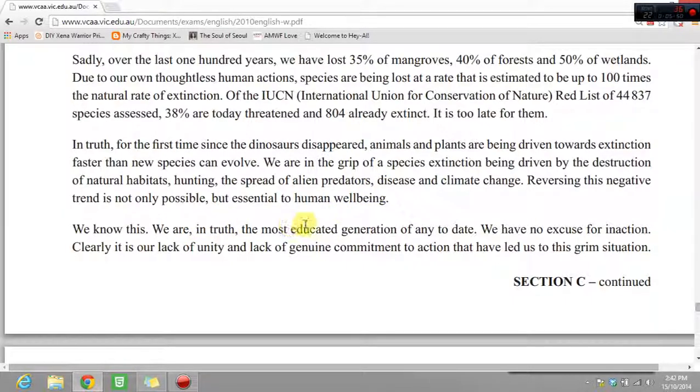Down here, there's actually a little bit of flattery. "We are, in truth, the most educated generation of any to date." Now, flattery normally makes people feel good, but when he follows it with "we have no excuse for inaction," the audience is going to feel a great sense of guilt.